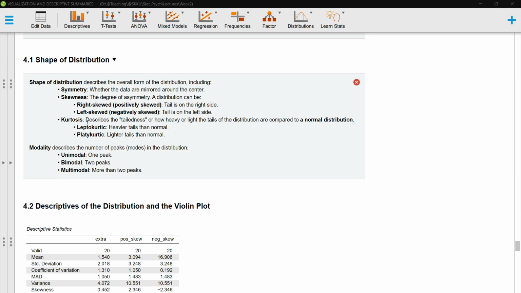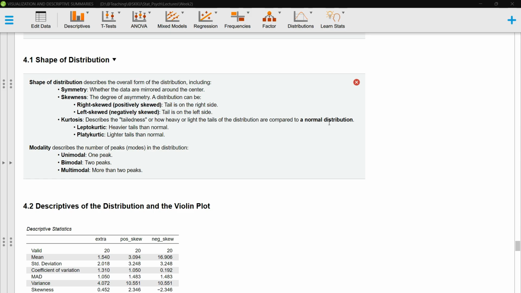And kurtosis describes the tailedness, or how heavy or light the tails of the distribution are compared to a normal distribution. So the normal distribution is the reference distribution for the calculation of kurtosis. But we don't have any sense of the normal distribution yet, so we will discuss this topic later.